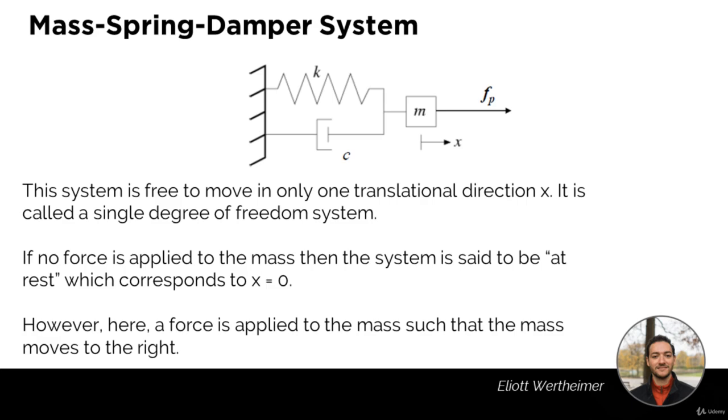In order to understand how to apply these equations, let's look at an example of a mass spring damper system. This system that you can see in the diagram is free to move in only one translational direction, the direction x. And this is called a single degree of freedom system because it can only move in one direction. If no force is applied to the mass, then the system is said to be at rest, which corresponds to x equals 0. This means that there is no energy inputted in the system, nothing is moving, nothing is happening. It is at rest.